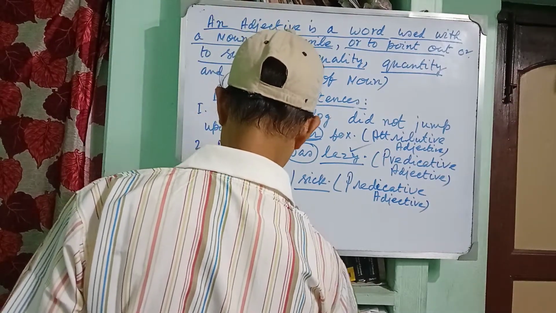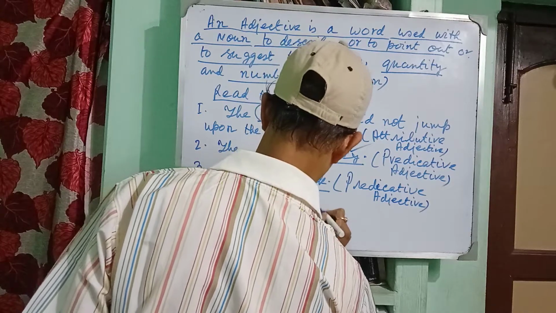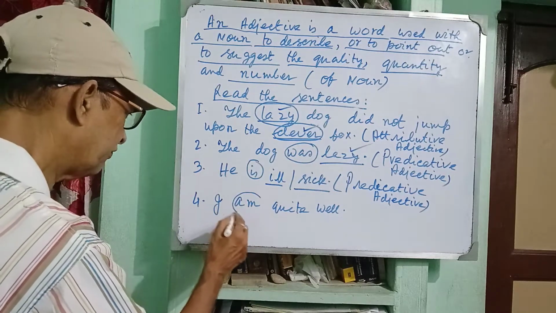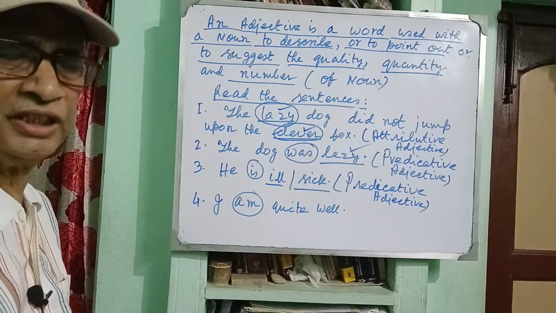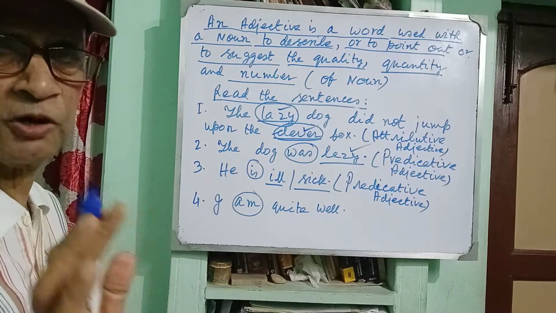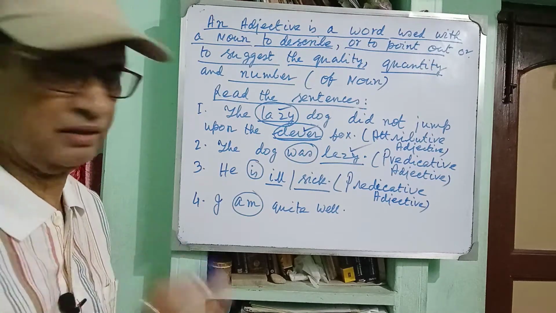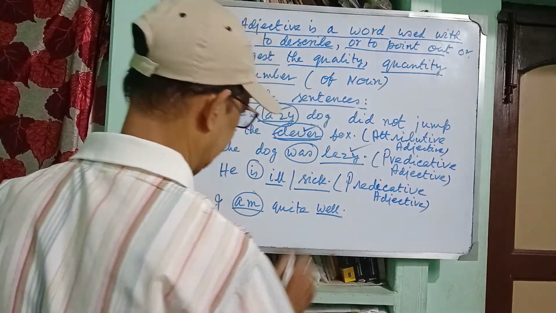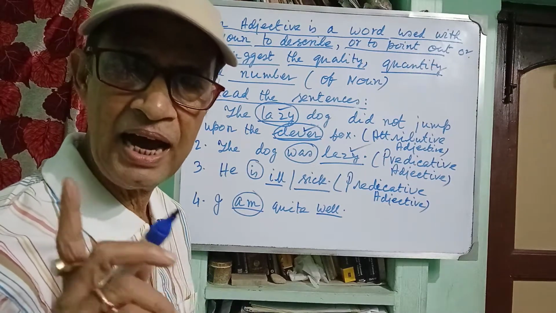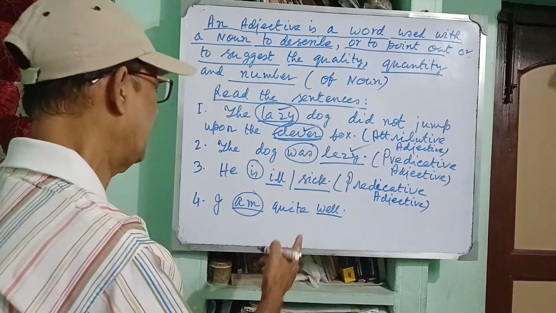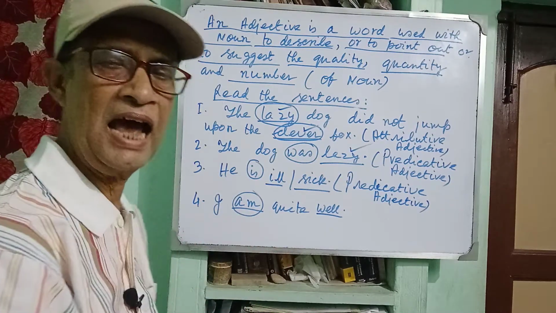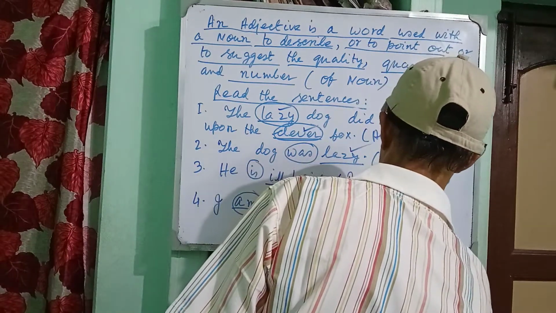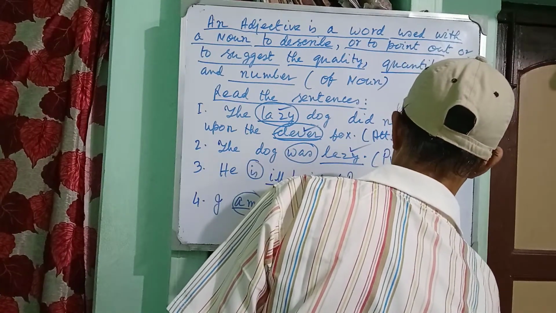Number 4: I am quite well. You see that am is verb. There are 3 forms of the be verb: am, is and are. Am is verb and well is adjective. So it has taken its place with the verb at the end of the sentence and it is called predicative adjective.